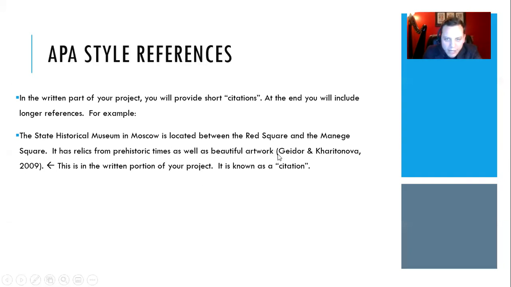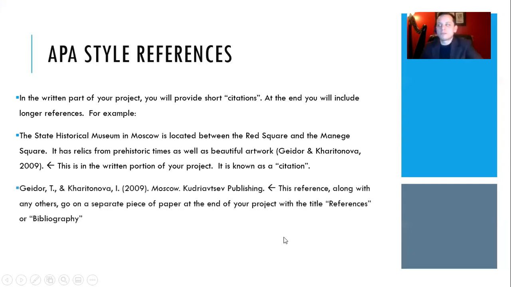That little thing in brackets there, where it says Geider and Kartanova, 2009, that's called a citation. It's short and it's in the middle of your project. At the end of your project, you'll have a page that says references or bibliography. There's that word I said earlier. And you'll have a longer version that tells me exactly where I can find that same source you used.